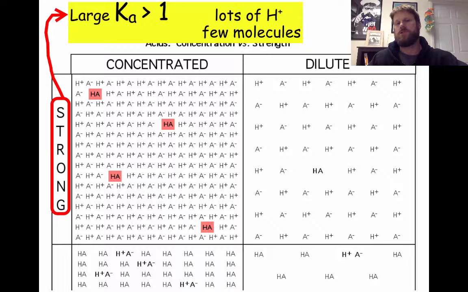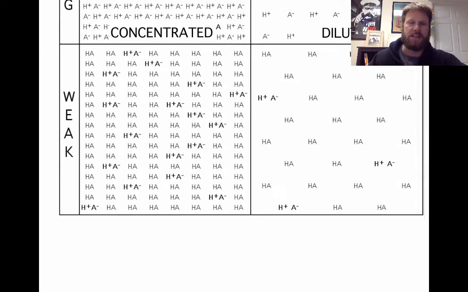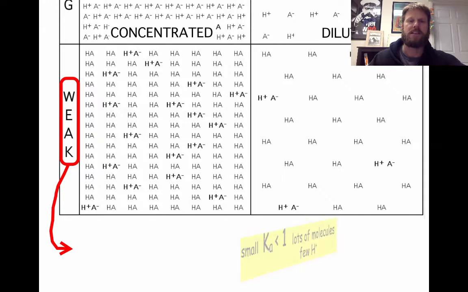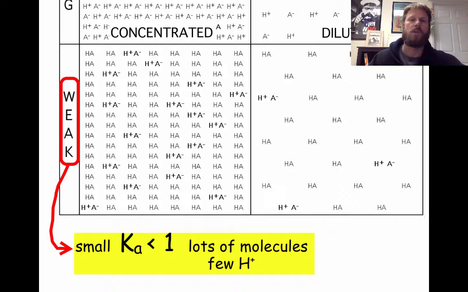You can see if we just diluted it, we'd have the same thing. We'd still have way more ions, but even fewer molecules now. If you look at a weak acid, the exact opposite is true. We have more molecules than we have ions. If that's the case, we have more reactants than products, and the Ka will be less than 1 because there are way more molecules and way fewer ions. You can see this in both the concentrated example and the dilute example.